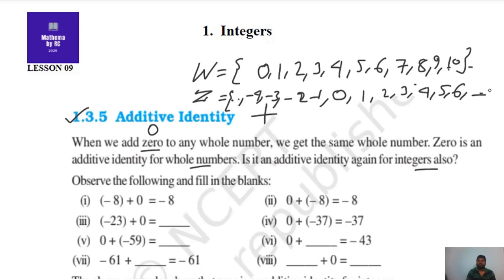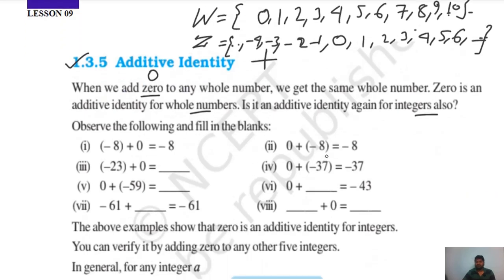Here also it continues. So when we add 0 with 0, we get 0. When we add 1 with 0, we get 1. When we add 2 with 0, we get 2. So in the whole number case, when we add 0 with any whole number, we get the same whole number. Is it true for the integers also?